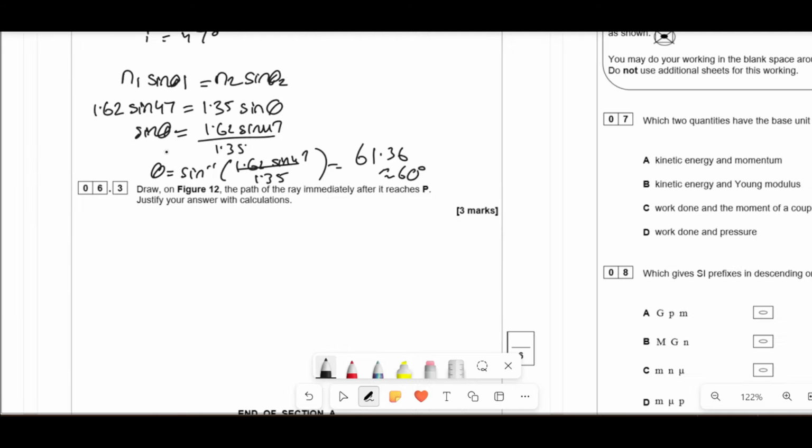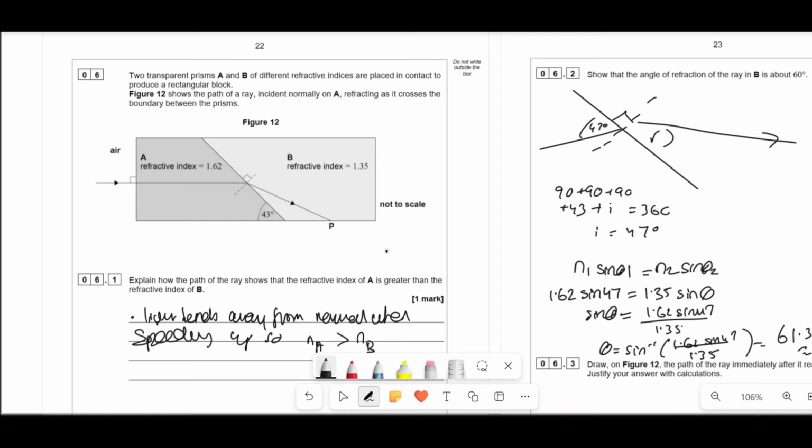There you go. Now it says, draw and figure out the path of the ray immediately after it reaches P. Justify your answer with some calculations. So let's have a look at what's going on at P. It's going from a refractive index of 1.35 back out into air, which has a refractive index of 1. We've just worked out that the angle of refraction at B is about 60, so this would be 30 degrees.